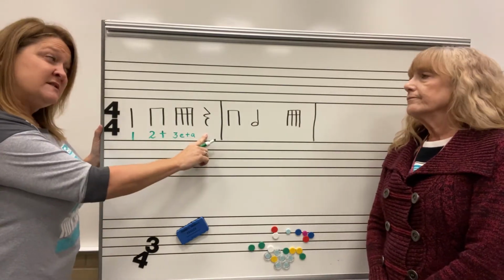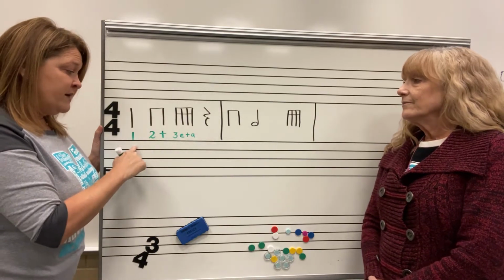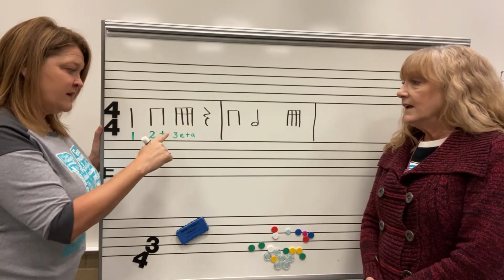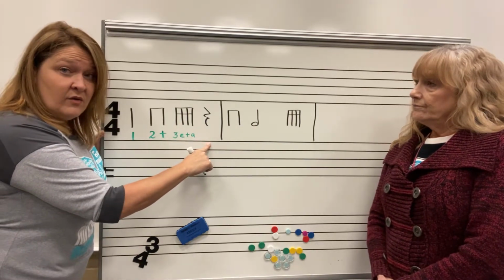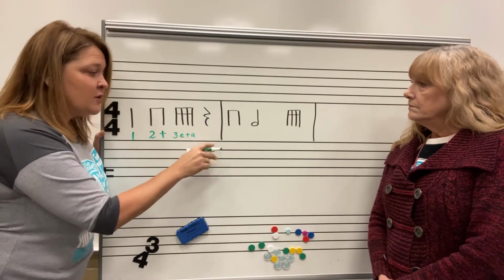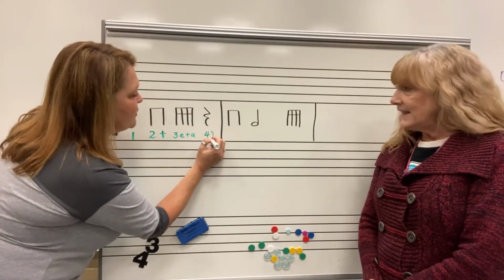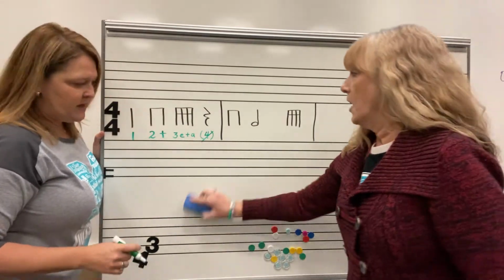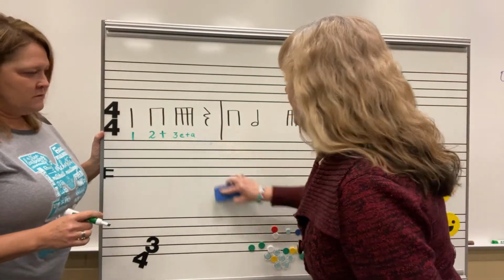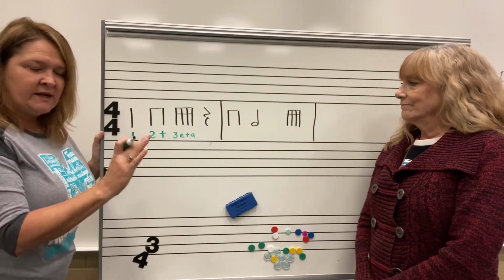Now, Miss Lowry, this is a quarter rest. It's worth 1 beat. We have 1, 2, and 3 E and. Now, we don't say anything, so we don't write anything. It is beat 4, but we do not say it, and we do not write it. We're not going to write it. It is beat 4, but don't write anything.